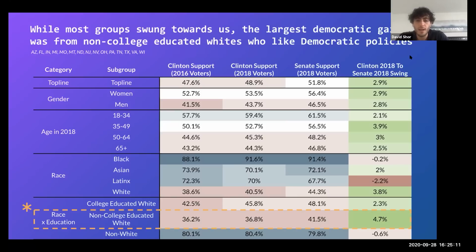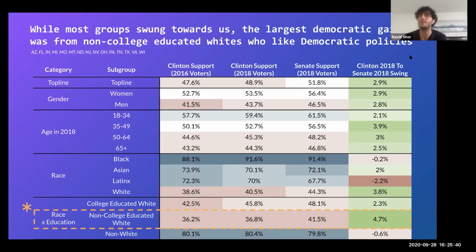While non-white voters actually declined by 0.5%. And these declines were pretty meaningful. If Senator Nelson in Florida had done as well among non-white voters as Clinton, I suppose then he would have won. If Stacey Abrams hadn't done worse than Clinton among Black voters, then she would have made the runoff. And so this is all actually pretty meaningful stuff.